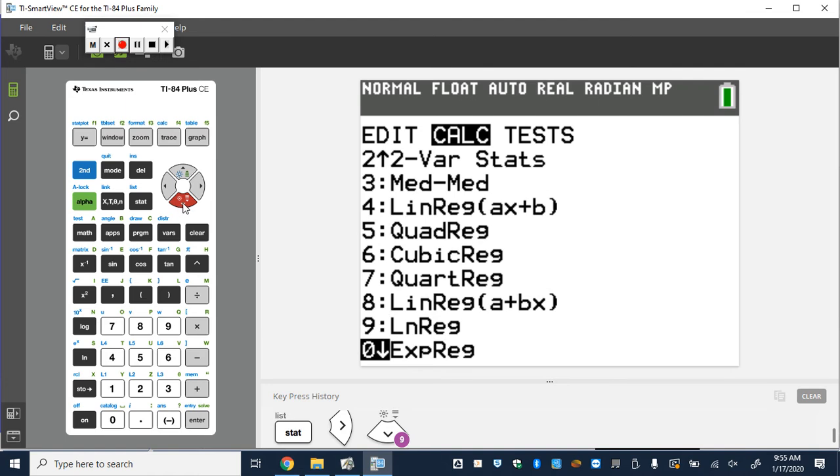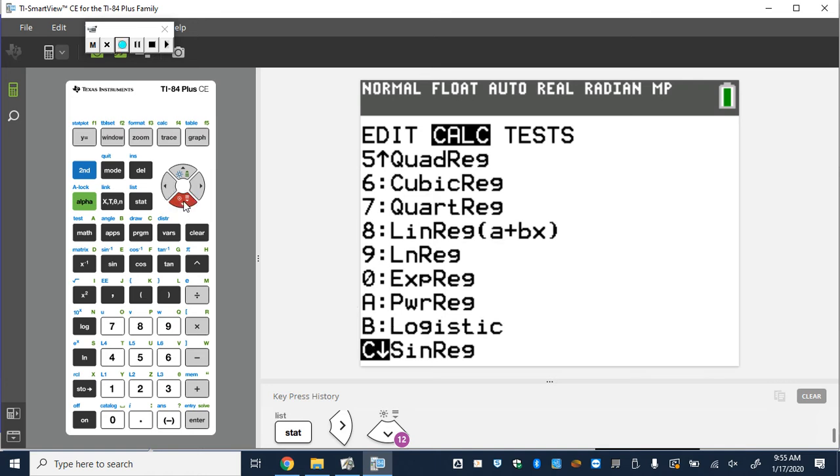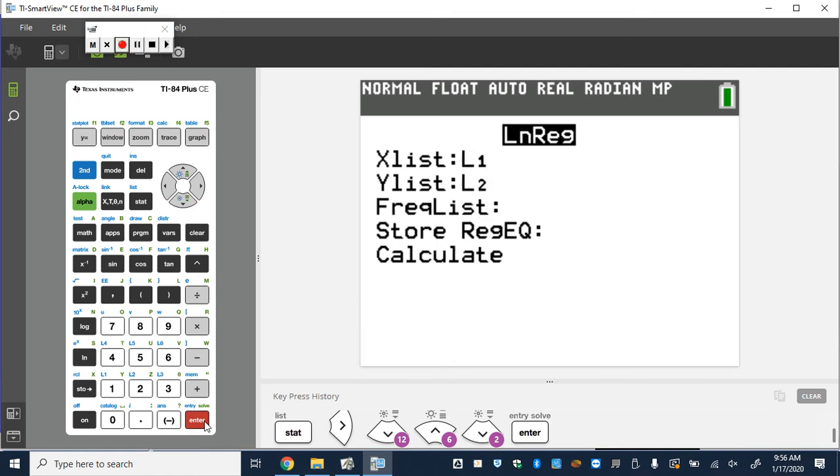If you look through your list, you got exponential, power regression, logistics. Don't get that confused. That's not a log regression. Logistics is something else. And then you got a sine regression. So the one we want is ln, because remember, ln is still a log. It's the log naturel, log of Napier. So we'll select that one. ln regression is the one you use for logs. So x list should say L1, y list should say L2, frequency list should be blank, so your calculator should look like mine right now. So we just keep hitting enter until we get down to calculate.